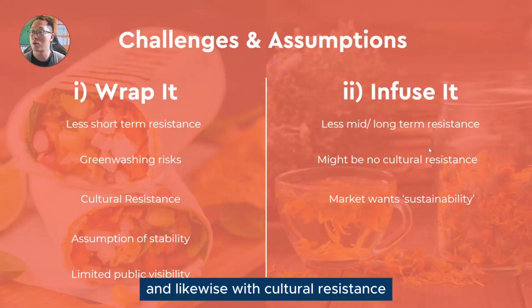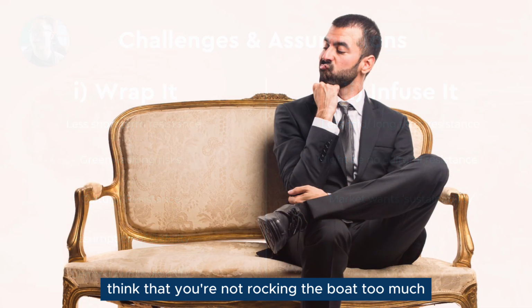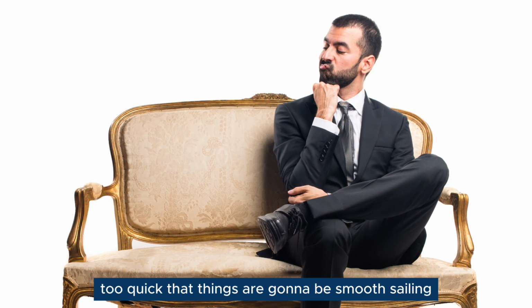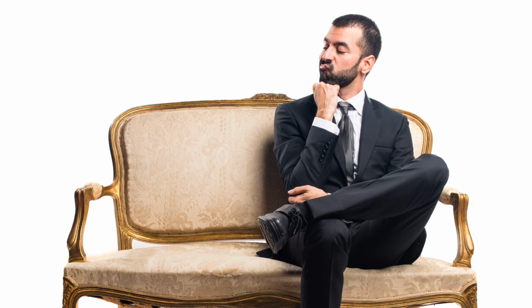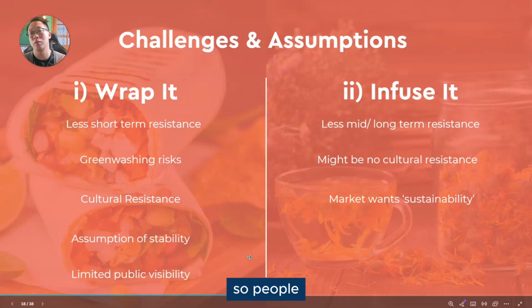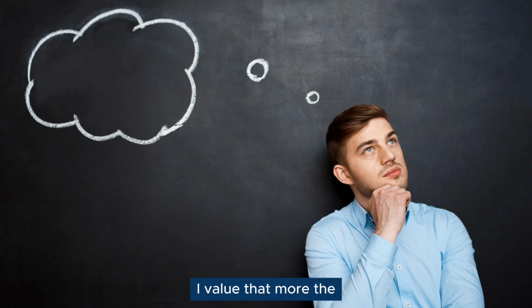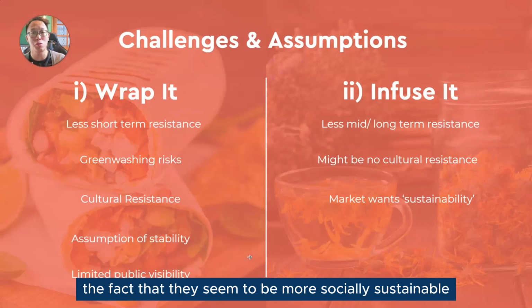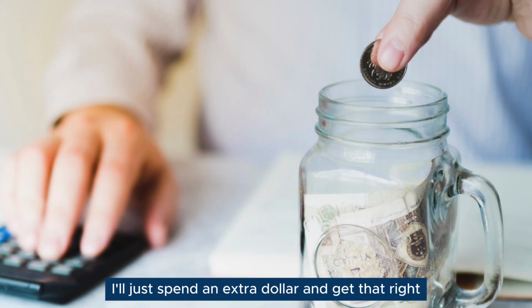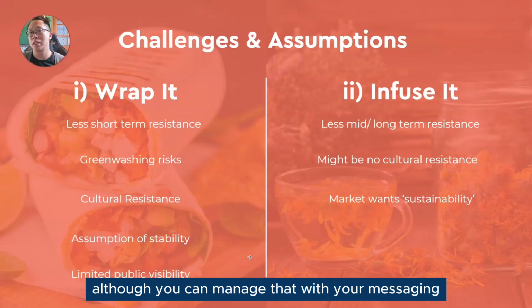And likewise with cultural resistance, assumption stability, which is where, because you think that you're not rocking the boat too much too quick, that things are going to be smooth sailing in the beginning. That might not be the case. And of course, a challenge is the limited public visibility. So people, in terms of top of mind, might look at you and your competitor side by side and go, well, I value that more. The fact that they seem to be more socially sustainable, I'll just spend an extra dollar and get that, right? So there is that level of risk, although you can manage that with your messaging as well.